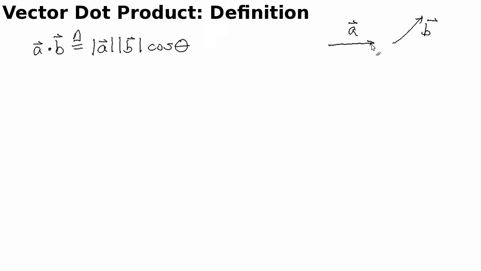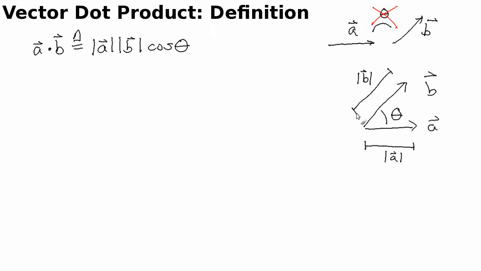So if we look at these two vectors, we have to think, what is the angle between them? First, I'll draw what it's not. This angle here is not the angle between A and B. We have to redraw A and B so that they're tail to tail like this. Now we can call this interior angle theta. And here I've labeled also the length, or the magnitude, of vector B and vector A.